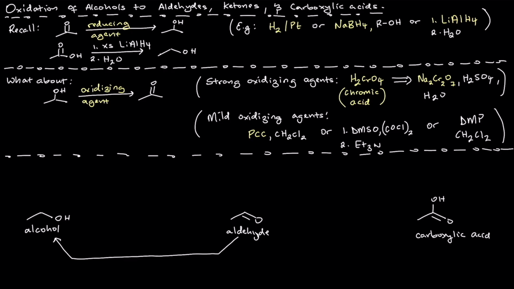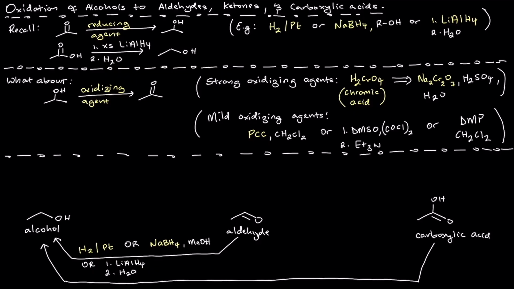Okay, so we know that we can go from an aldehyde to an alcohol if we use our reducing agents. And you can use any of the reducing agents, whether they're strong or weak, which means you can either use H2 with platinum, or you can use sodium borohydride in methanol, or you can use your lithium aluminum hydride and then, as your second synthetic step, wash it with water.